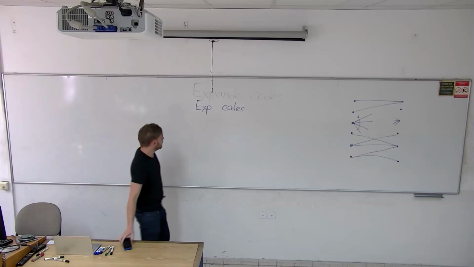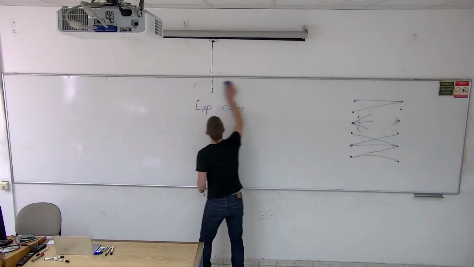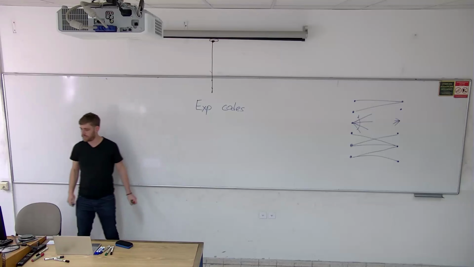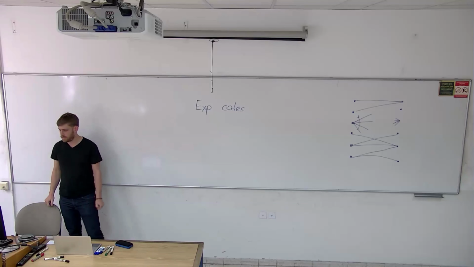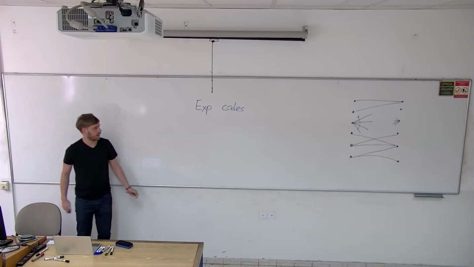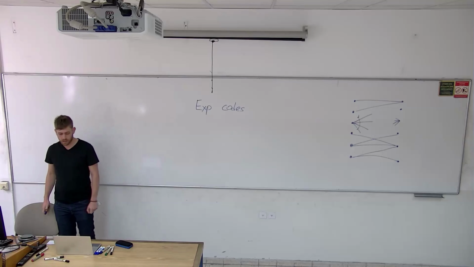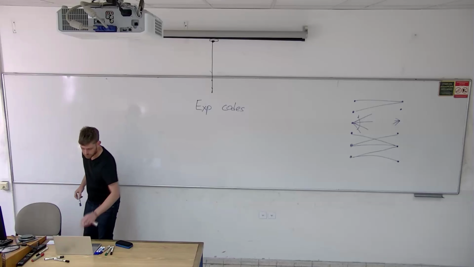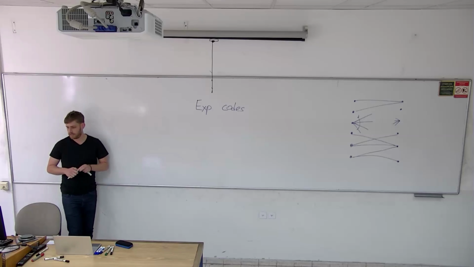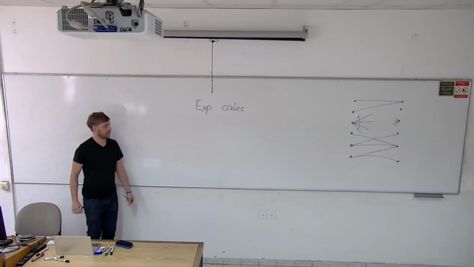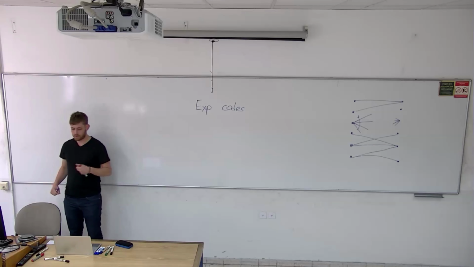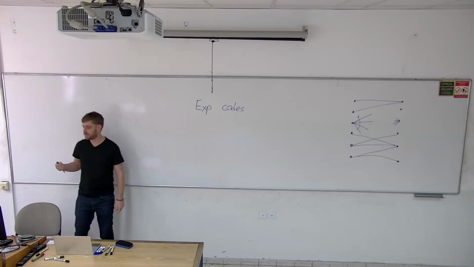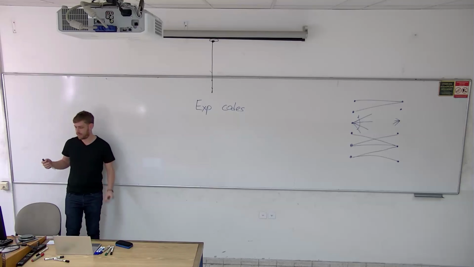Okay. Expander codes. So before I talk about these codes, I need some definitions, and maybe you saw them earlier in the course, and maybe you didn't. I'm not sure. So let's talk first about bipartite expanders. What's a bipartite expander? Basically the same as an expander, but instead of being a sparse approximation of the complete graph, it's a sparse approximation of the complete bipartite graph.